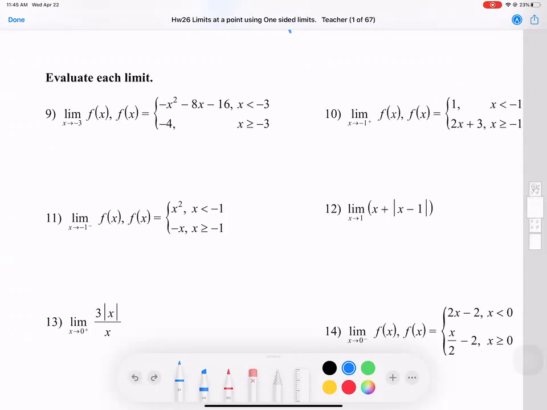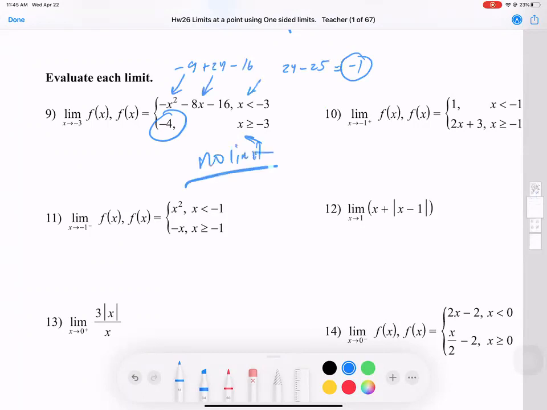If I plug in -3, hey, -3 from the left side and the right side, let's plug in -3. That's going to be -9 plus 24 minus 16. This gives me 24 minus 25, which is -1. The right side says -1. The left side says -4. Does the left and right side agree? Nope. Then no limit, or does not exist.